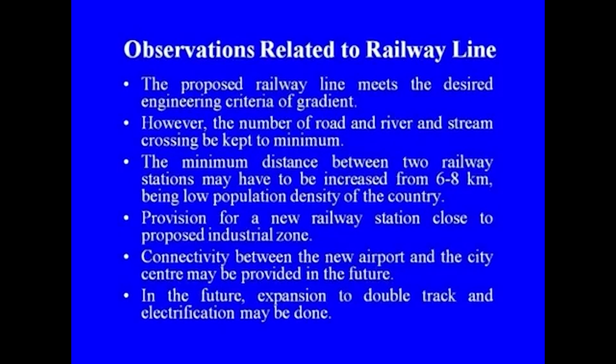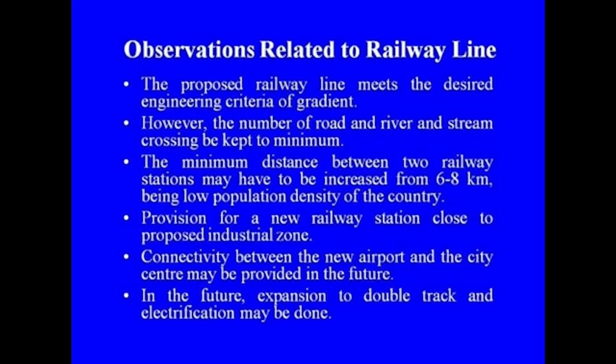There were certain observations related to the railway line which is under construction. The proposed railway line meets the desired engineering criteria of gradient. However, the number of road, river and stream crossings may be kept to a minimum. The minimum distance between 2 railway stations may have to be increased from 6 to 8 kilometers, owing to the low population density of the country.